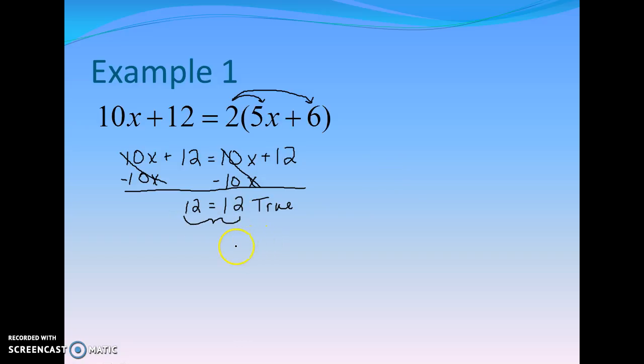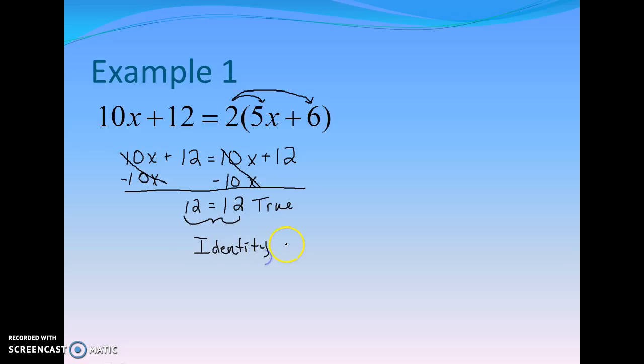Whenever you end up with a situation like this where you have a true statement, that means any value of x, any number that's out there that you can think of, whether it's a fraction or a decimal or a negative number or a positive number, any number for x that you would plug into this original equation up top would make this a true statement. That's what this means when your x values or your variable terms drop out and you have a true statement whenever it's all said and done. So we call this an identity.